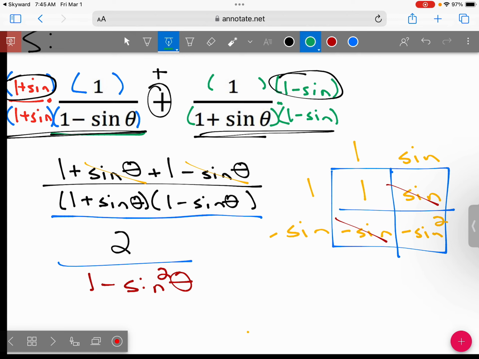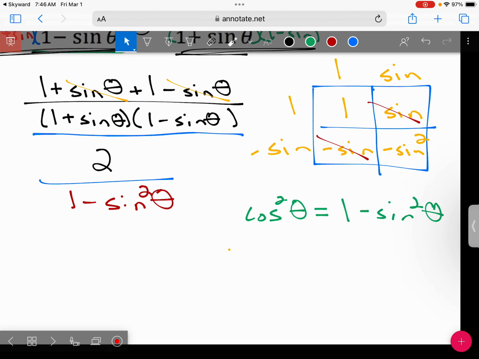Let's talk about it. Our exact identity is cosine squared theta equals 1 minus sine squared theta. Is that exactly what we have? Yes. So we are good to just substitute in a cosine squared theta.